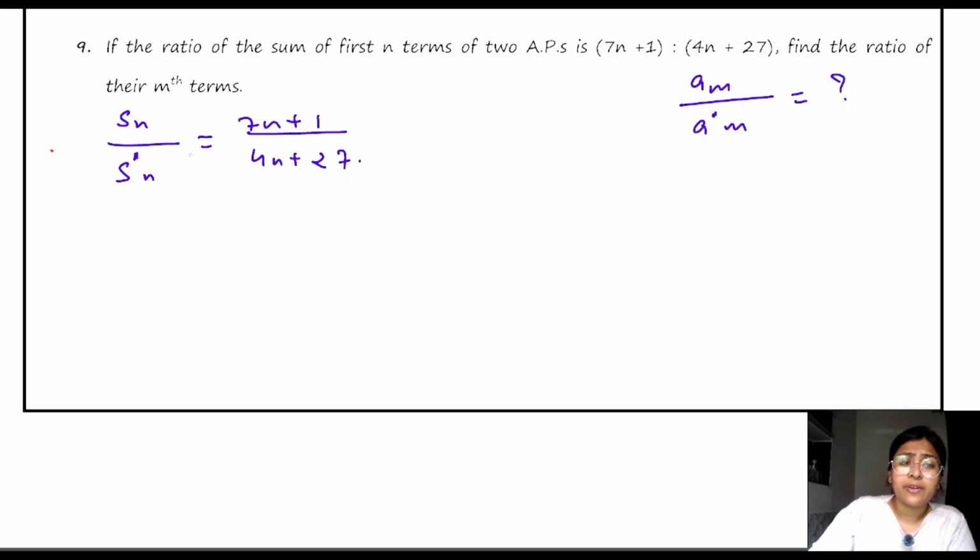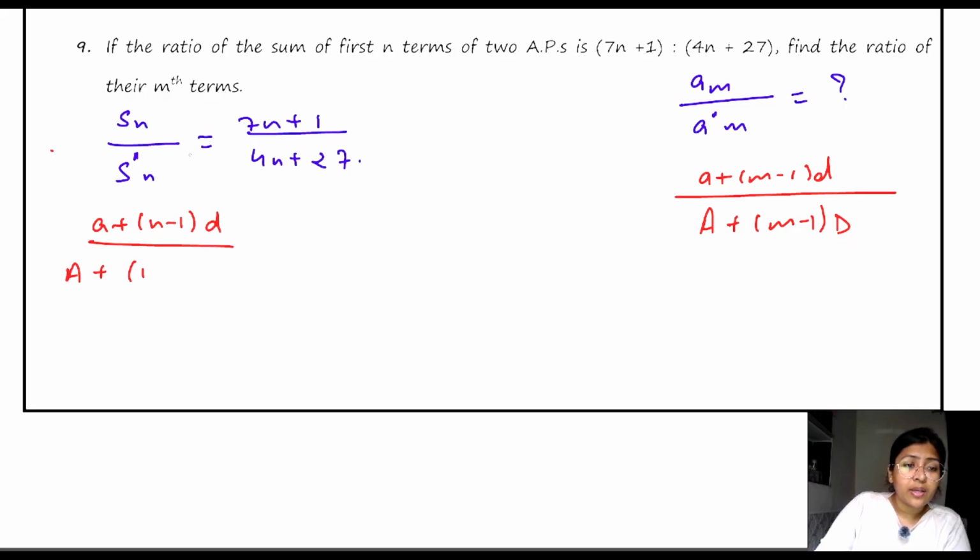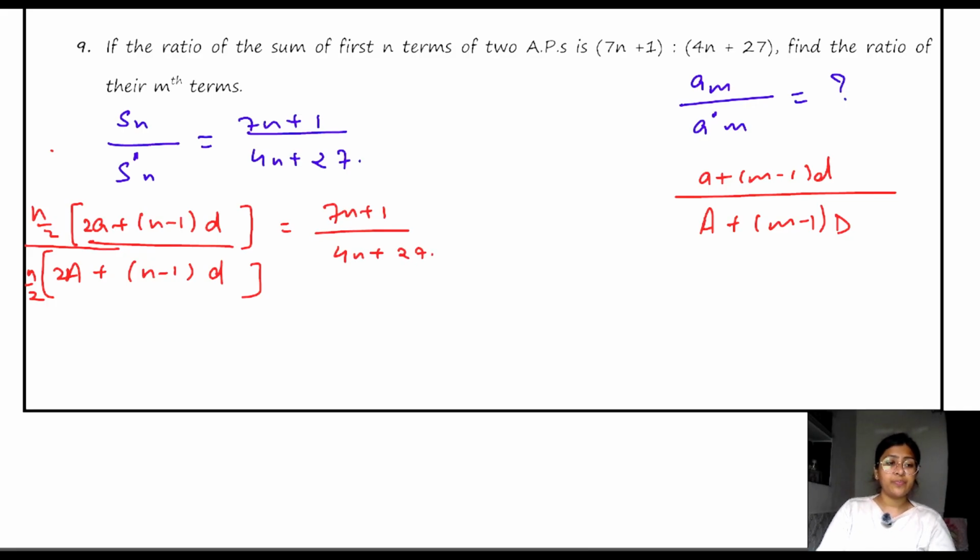Simplifying it, we can write this as A plus m minus 1 into D whole upon a plus m minus 1 into d. This is what we need to find out. Okay, we have A plus n minus 1 into D over a plus n minus 1 into d. Is this correct? No, this is the sum. So n by 2 bracket 2A plus (n minus 1)D over n by 2 bracket 2a plus (n minus 1)d is equal to 7n plus 1 divided by 4n plus 27. Yes or no? Yes.